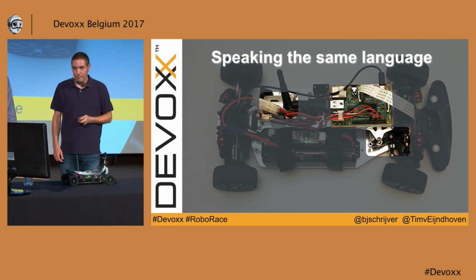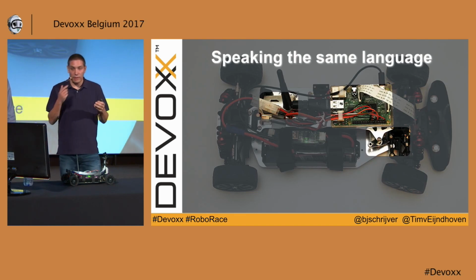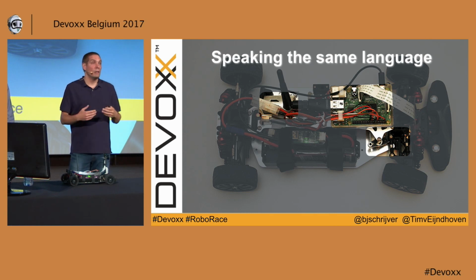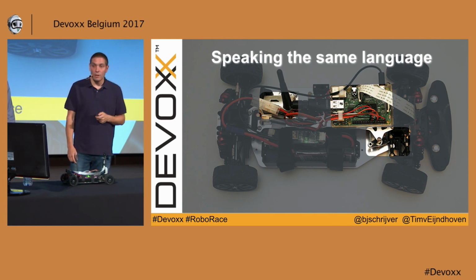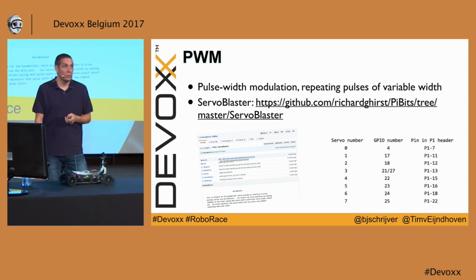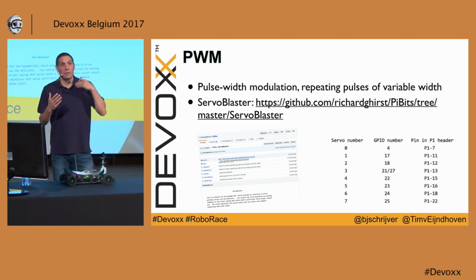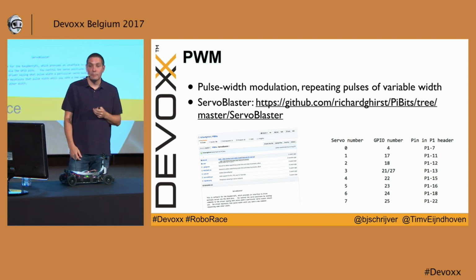pin. So then we have them connected, and then we need to make the Raspberry Pi talk to the steering servo and to the speed controller. And this is typically done by a signal called PWM. PWM is pulse width modulation. Pulse width modulation sends repeating pulses, and it varies the width. So it uses this to basically set numbers over a wire.